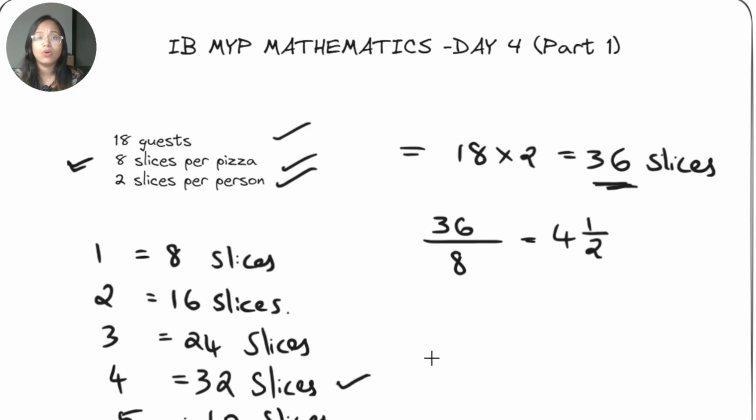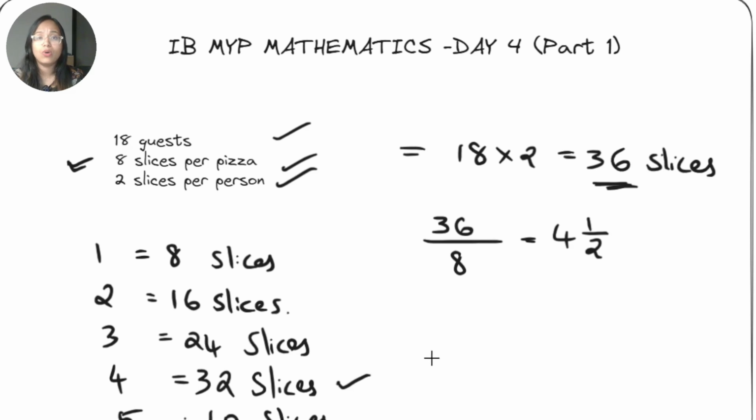But one thing more. What if some people eat more than 2 slices? What if some people only eat 1 slice? Can you see what is happening here? In real life, it is rarely perfect. We can't predict. Since situations in real life are not perfect, mathematicians build models. A mathematical model is simply a way of representing a real life situation using mathematics.